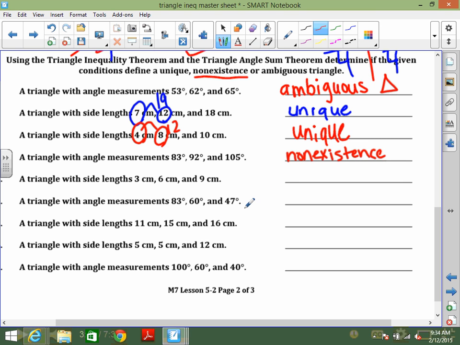Next one, a triangle with side lengths 3, 6, and 9. So we have to test it. What two numbers do we add together? 3 and 6, that gives us 9. Is 9 bigger than 9? So can we even make a triangle? So this would be non-existence.